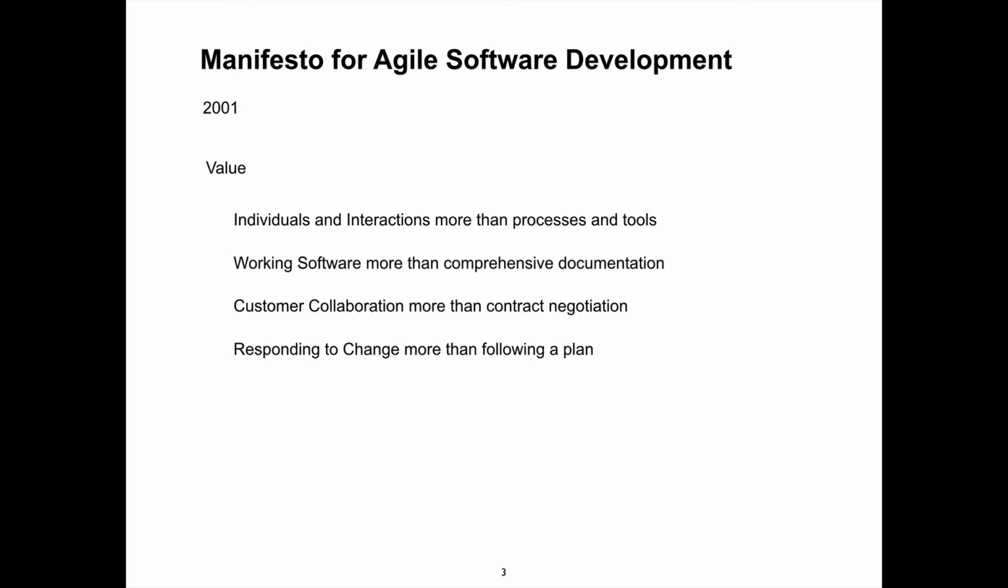There was this manifesto for Agile software development that sort of started it all, in 2001, which is almost prehistory now, right? And it really was a reaction to how software is developed and how teams are being run and projects are being run.